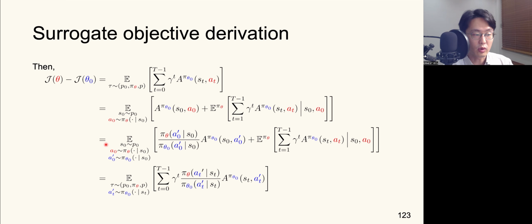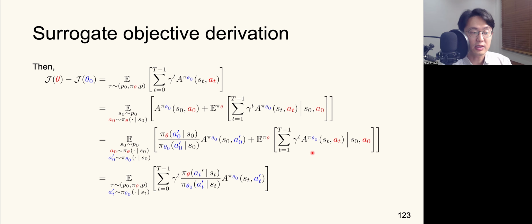To verify that this holds with equality, you can write this expectation with respect to the distributions pi theta, pi theta 0, just write it as a summation, and you'll see that the pi theta 0 cancels out with the pi theta 0, and you'll recover this expectation. So this step performed the importance sampling change of distribution on the initial action A0. We can do the same with all the subsequent actions.